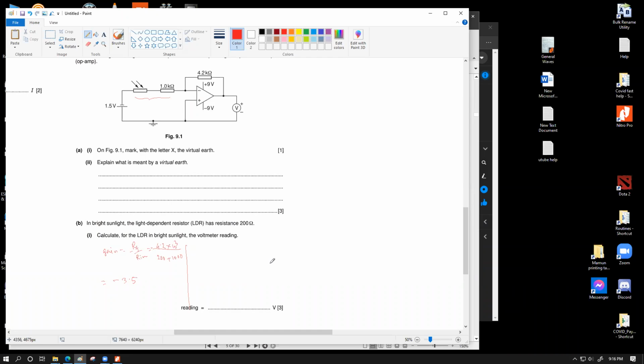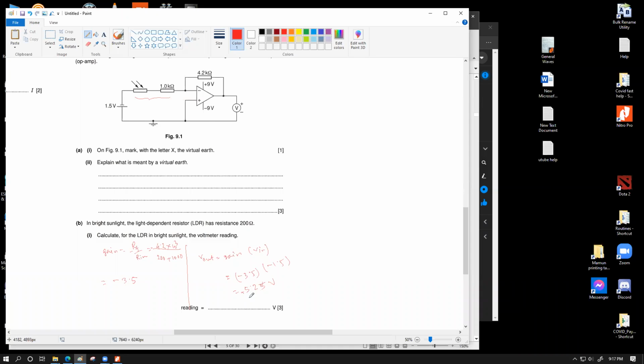So once we get the gain, the remaining part is pretty simple. So here our output will be V out equals gain into V in. Here see, our input voltage source is given reversed. So I'm going to write the gain over here, minus 3.5. Input voltage is minus 1.5. Together we're going to get 5.25 volts. Positive. So you can choose to write the plus sign or you can choose not to.